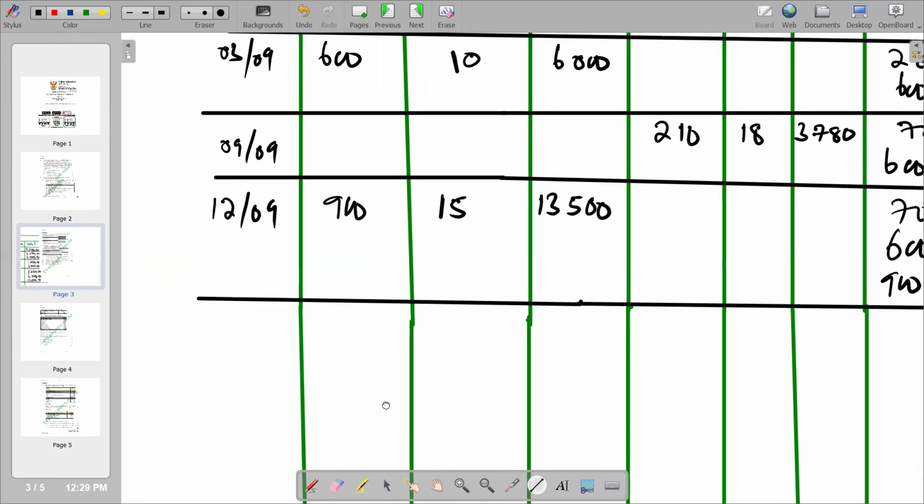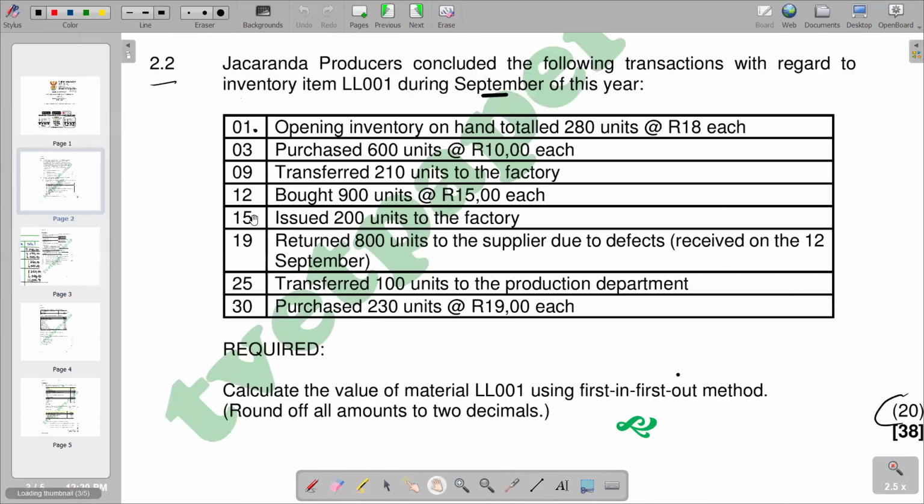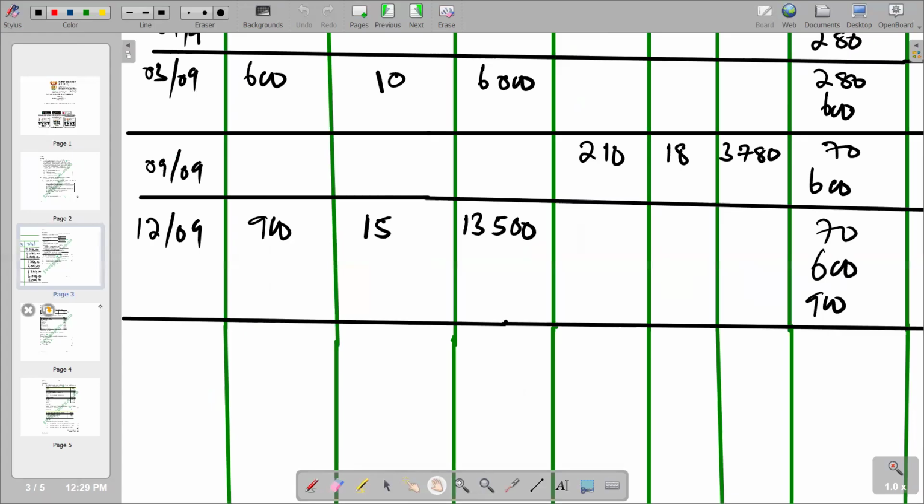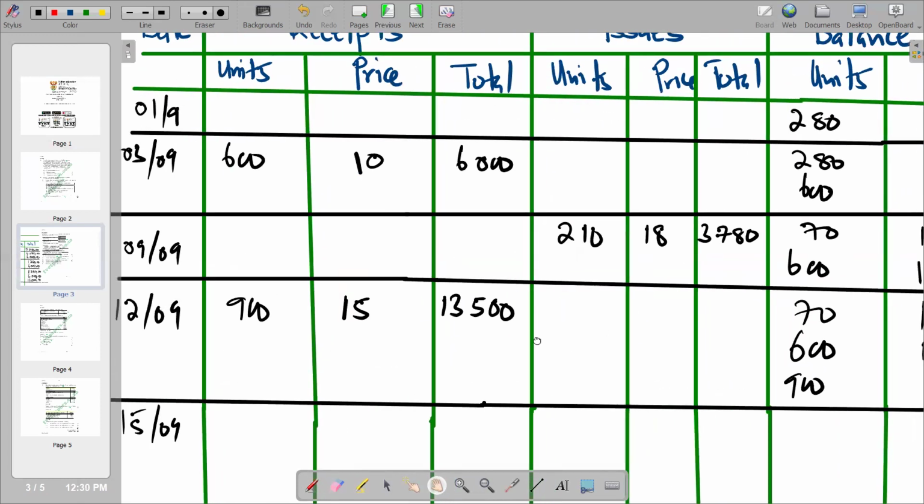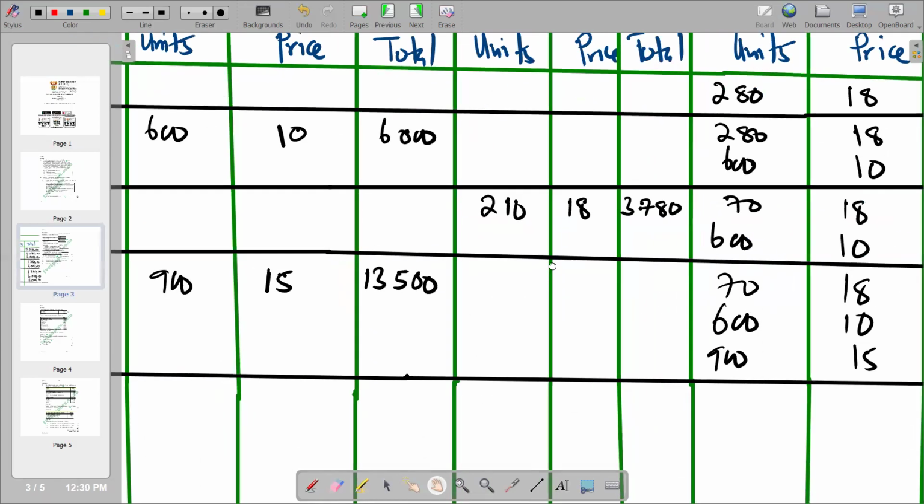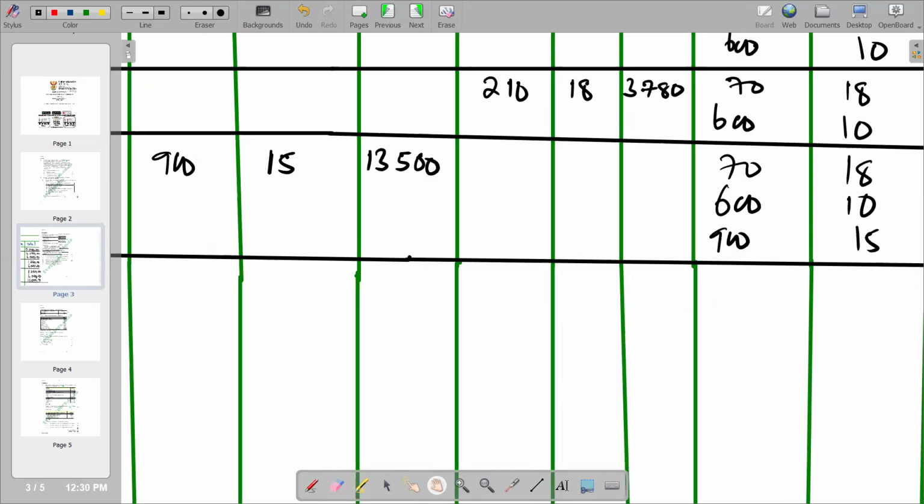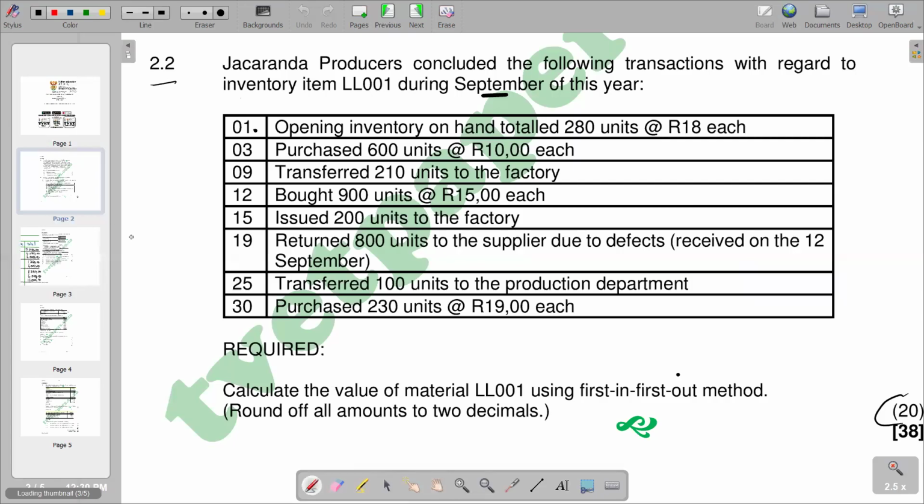So we'll move on to the next day. From 1209, we move on to 1509. We have issues of 200 units to the factory. So we check which is on the 15th. So we are saying 15. On issues, remember we have the columns for issues. We have the column for issues here, which is this one. So we're going to have our units here. Sorry, we have 200 units that are being issued.